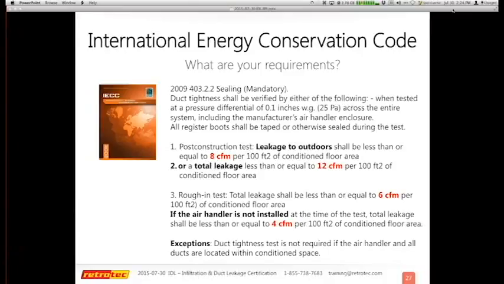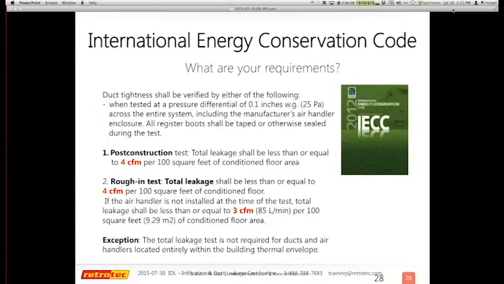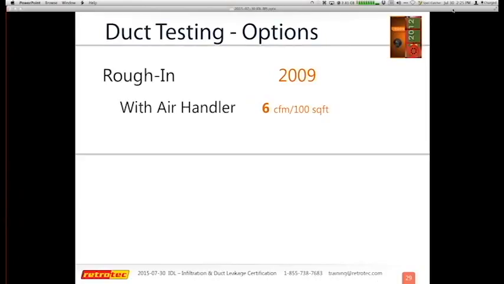These are the details. I do have a summary slide. In general, for the 2009, you have leakage outdoors. You have whether the air handler is installed. There's a variety of options, and they obviously all have the exception that you don't have to test if the ducts are located in conditioned space or in the thermal envelope, depending on how your code reads. For 2012, things got a lot tighter. We went from allowing 12 CFM to 4, and that is a major jump for a lot of people that were ignoring the code, or some people went straight to 12 and realized you've got to be on your game to get to that part.